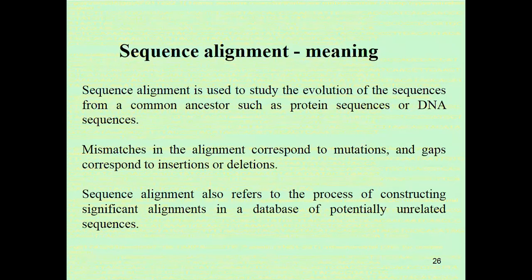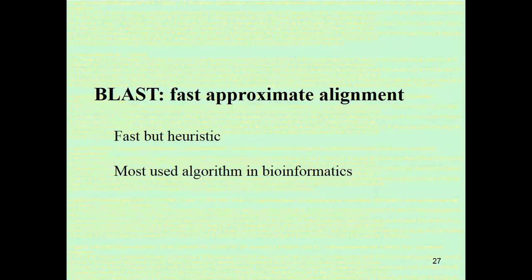Sequence alignment is used to study the evolution of sequences from a common ancestor, such as protein sequences or DNA sequences. Mismatches or gaps in the alignment show the mutations, insertions or deletions of the specific sequence. Sequence alignment also refers to the process of constructing significant alignments in a database of potentially unrelated sequences. After that, we have BLAST, which is considered the fastest algorithm nowadays in comparison with Needleman-Wunsch and Smith-Waterman.